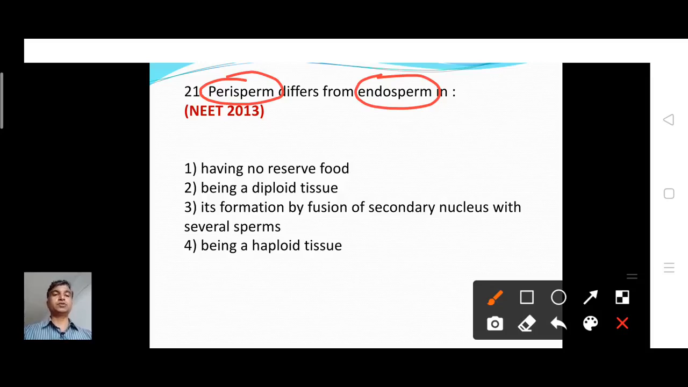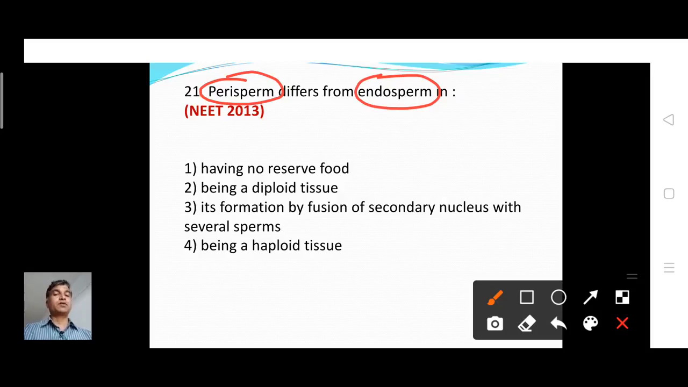Even in the mature seed, nucellus is present. Endosperm is a nutritive tissue produced from the primary endosperm cell, by division of the primary endosperm nucleus. This is a nutritive tissue. How does the perisperm differ from the endosperm? Having no reserve food? No, nucellus is also nutritive tissue, endosperm is also nutritive tissue.